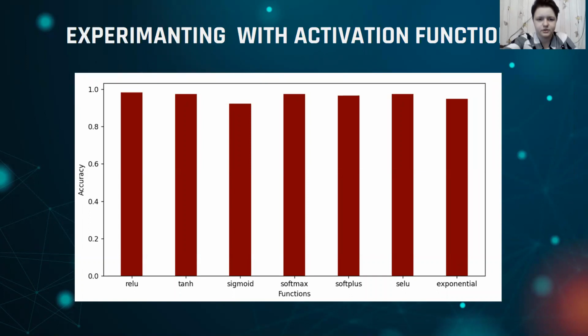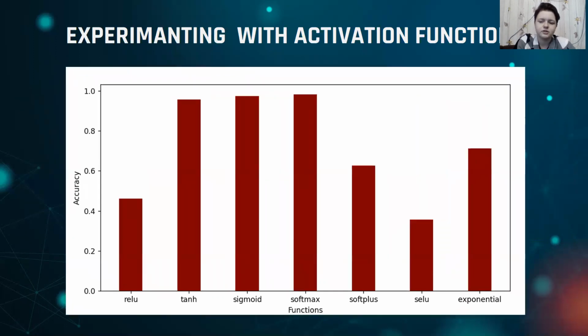First of all, we experimented with activation functions. On this picture, you can see the accuracy of a neural network that uses different activation functions on the hidden layer and the softmax activation function on the output layer. According to the plot, we can see that the accuracy of the neural network does not really depend on the activation function on the hidden layer.